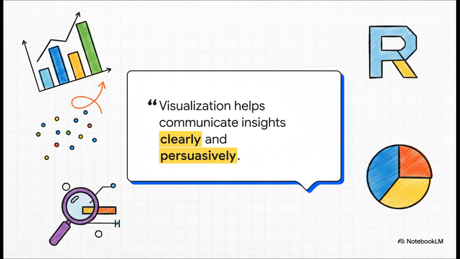And that brings us to the second pillar, communication. I mean, think about it. What good is a brilliant insight if you can't explain it to anyone? R is built on this idea that visuals aren't just for making things look pretty. They're the absolute best way to communicate complex ideas clearly and persuasively.